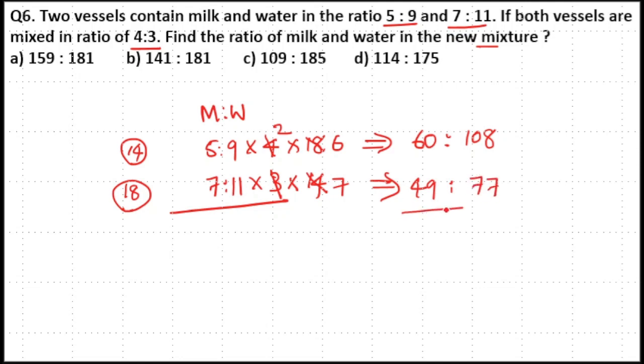Now the parts are equal. You can directly add these ratios together. 60 plus 49, 109 is to 108 plus 77. 8 plus 7, 15. 0 plus 1, 1. 1 right here. So 109 is to 185. Option C is your answer.